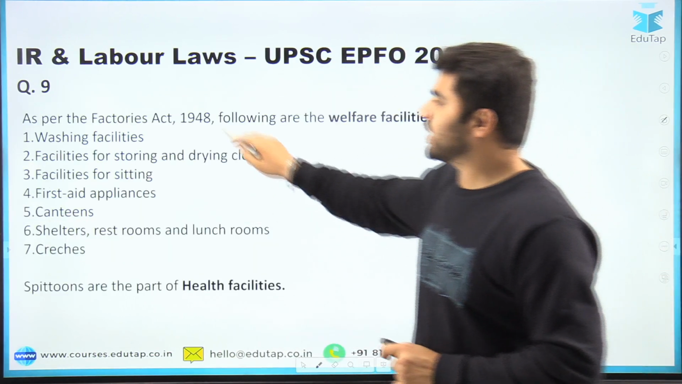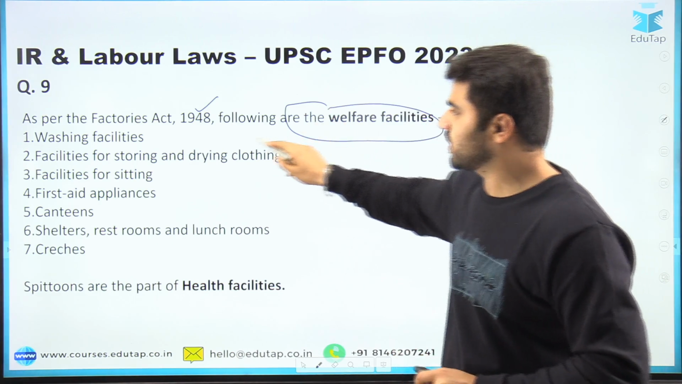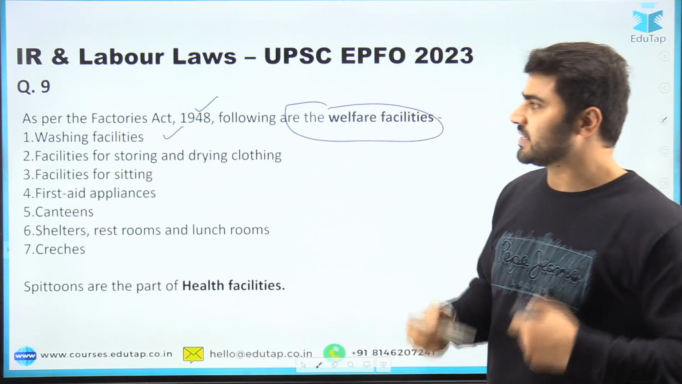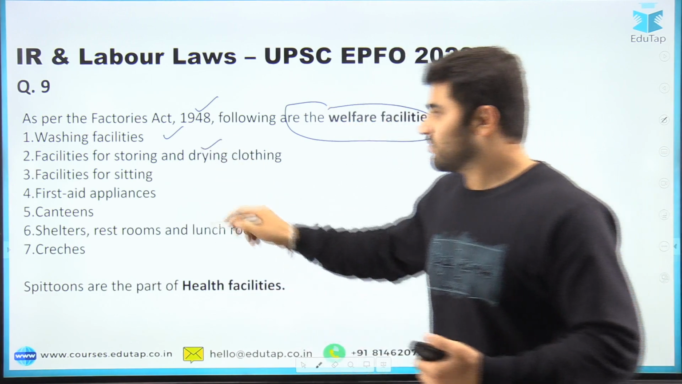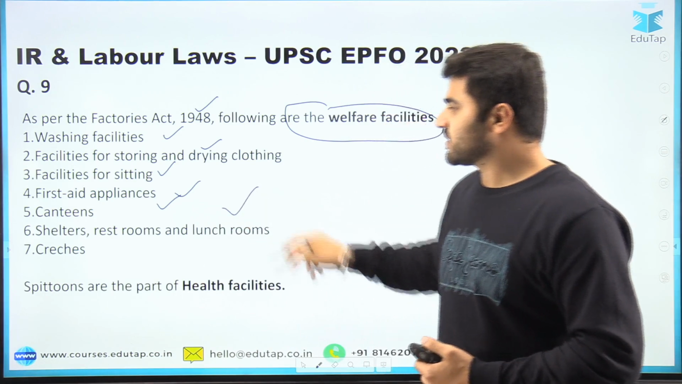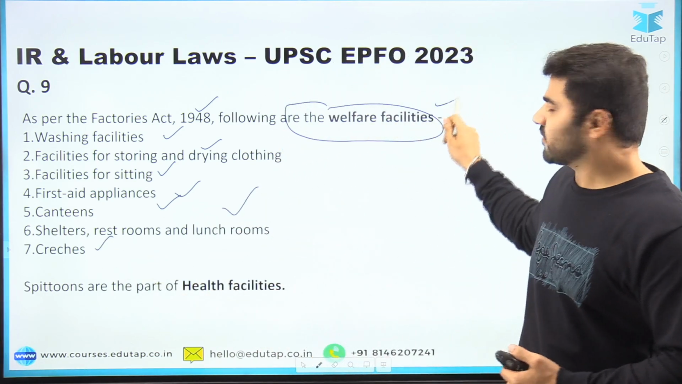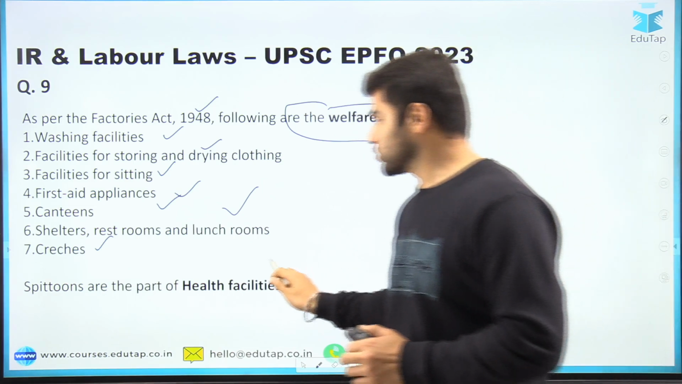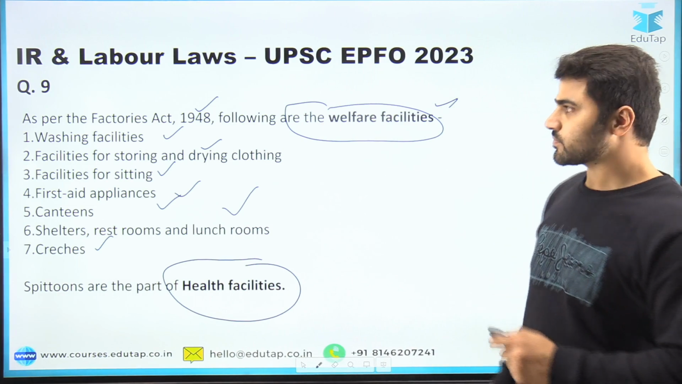As per the Factories Act 1948, the following are the welfare facilities. So here you can read the welfare facilities like washing facilities, facilities for storing and drying clothing, facilities for sitting, first aid appliances, canteens, shelters, restrooms and lunch rooms, crèches, right? So these all are the welfare facilities. But if I talk about spittoons, so spittoons are part of health facilities, right?